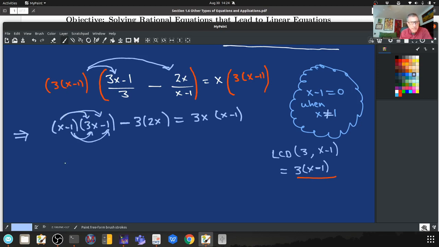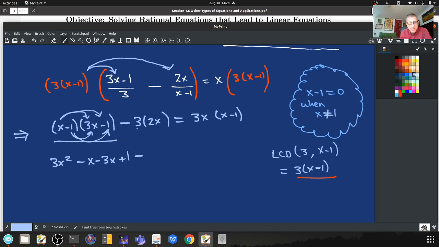So x times 3x is 3x squared. X times minus 1 is minus x. Minus 1 times 3x is minus 3x. And minus 1 times minus 1 is plus 1. So I just expanded this entire term right here.